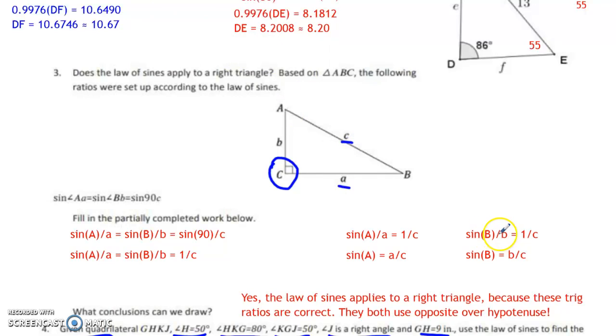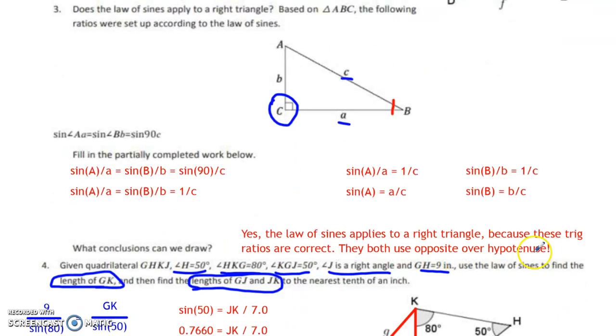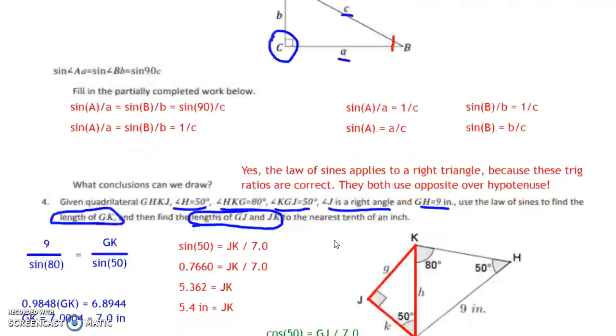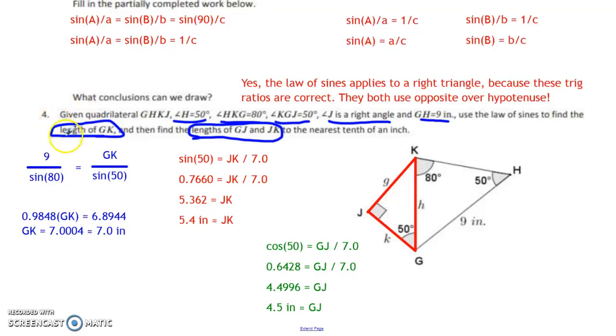Then the sine of B over B equals 1 over C. Let's cross multiply. That gives us the sine of B, so B is this angle here. The sine of B is equal to B, which is the opposite, over C, which is the hypotenuse. How about that? Opposite over hypotenuse. Since the opposite over hypotenuse is the sine of both A and B, the law of sines does apply to a right triangle.